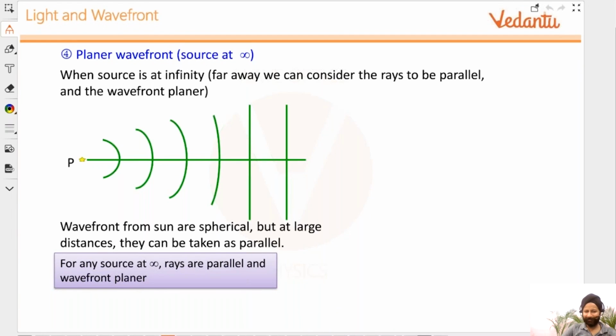Now this is what I already explained to you. The farther you go, the less the curvature and the straighter those are. So from a source at infinity, rays are parallel. We have seen this in grade 10th actually. Light coming from the sun is parallel rays of light. Now we look at it from the perspective of wavefront, we are saying, okay, the wavefront is a plane.